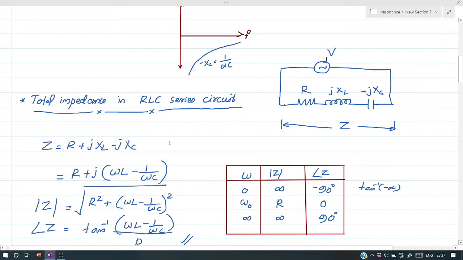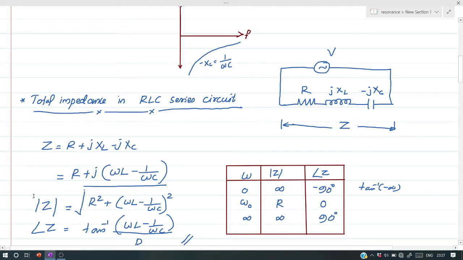Now let's see the total impedance in an RLC series circuit. So this is the RLC series circuit excited by an AC source voltage V, and the total impedance we need to find out. So from this diagram, total impedance is R plus jXL minus jXC, which can be written as R plus j, we can take outside, XL is omega L and XC is 1 by omega C. So Z is equal to R plus j into omega L minus 1 by omega C.